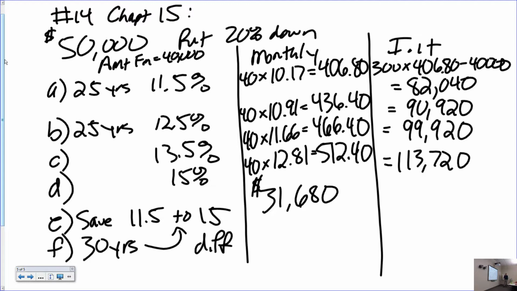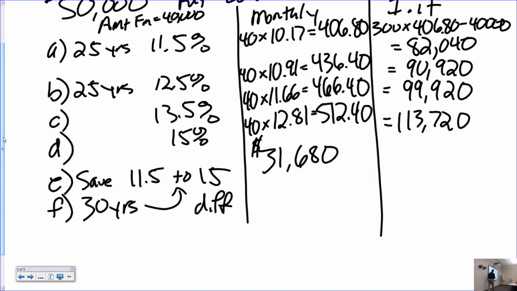And if you did it for 30 years, note the numbers change a little bit because you have to go through the whole 30-year table instead of the 25-year table. But what did you guys get when you cranked it out? I got that at 11.5 you paid $1,200 more, but with the 15%, you paid $1,920 less. Does that make sense? No.